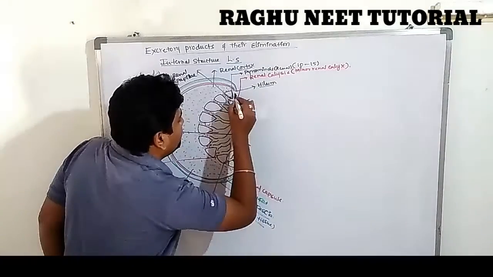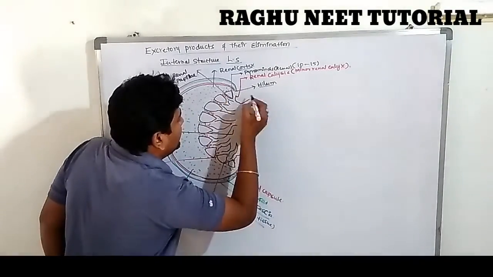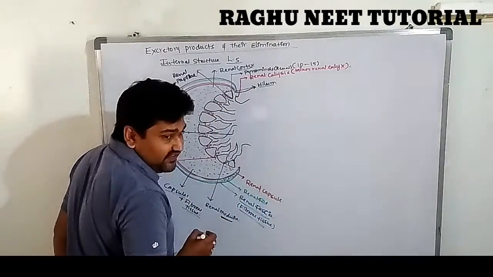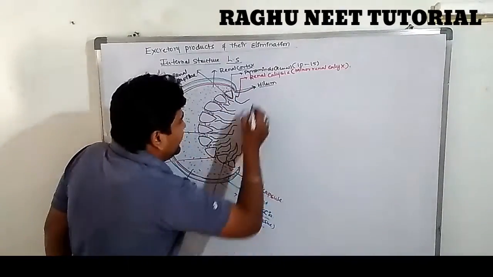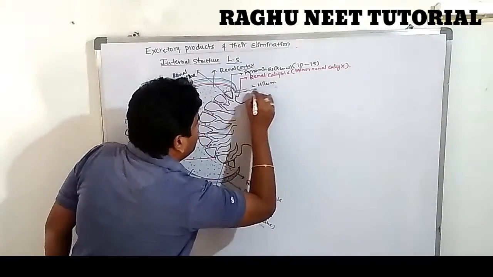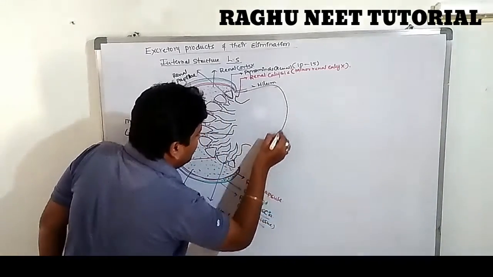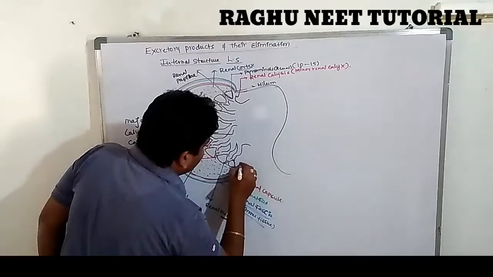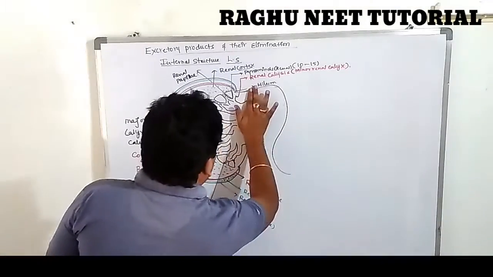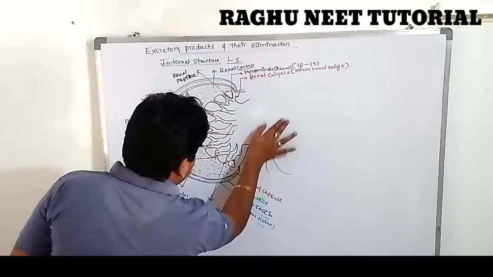So the hilum consists of a funnel-like tube. This funnel-like tube is known as the pelvis. Which one? The hilum region consists of a funnel-like tube, and this funnel-like tube is called the pelvis.